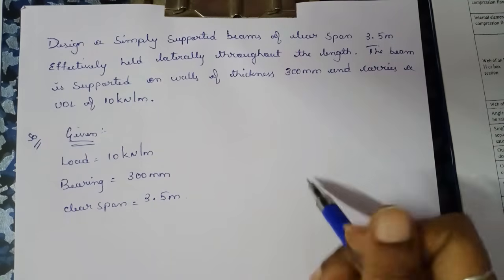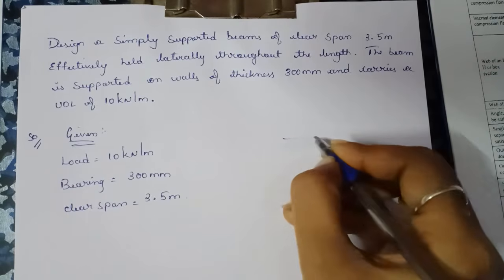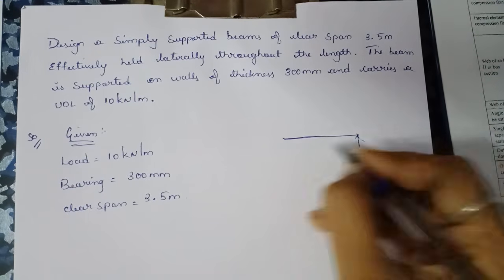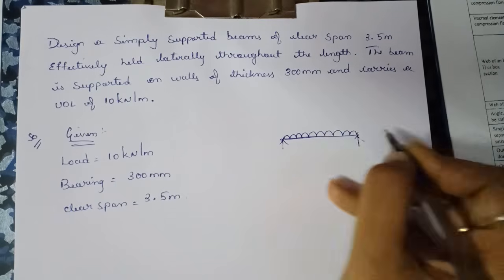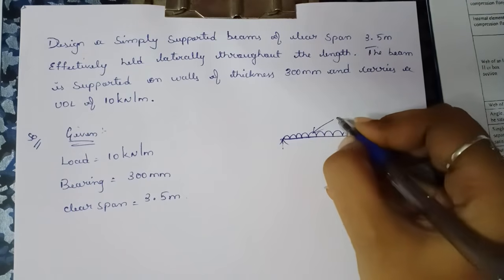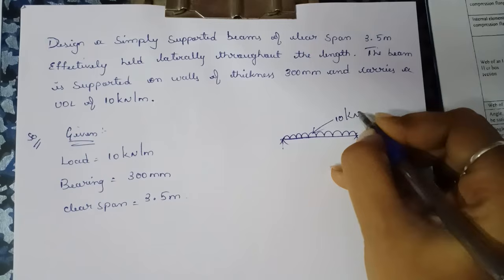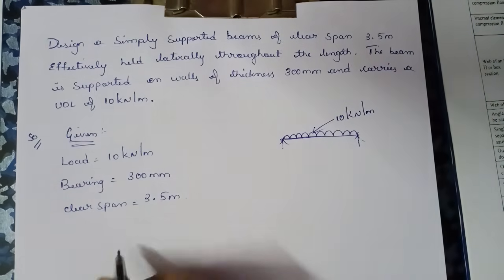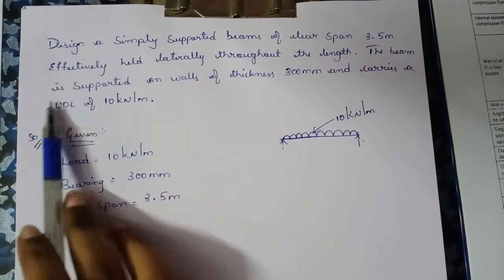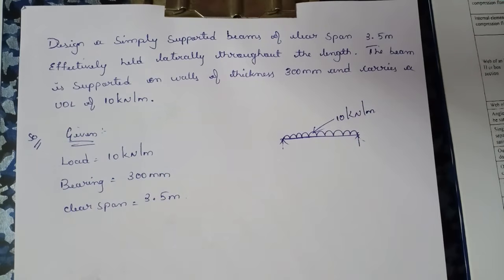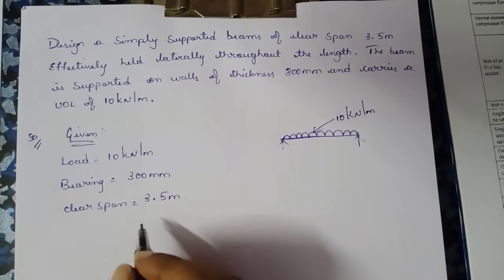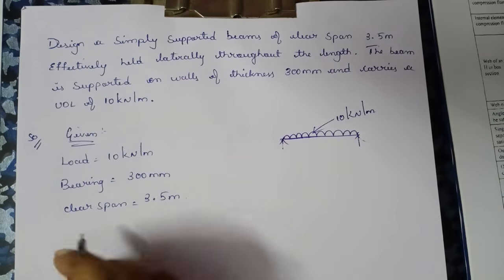So that means you have a simply supported beam like this, carrying a load of 10 kilonewton per meter. It is a UDL load, that is why the unit is kilonewton per meter. If UDL is not mentioned, go by the unit of the value. So that will be 10 kilonewton per meter. Fine. So now we'll calculate the load.